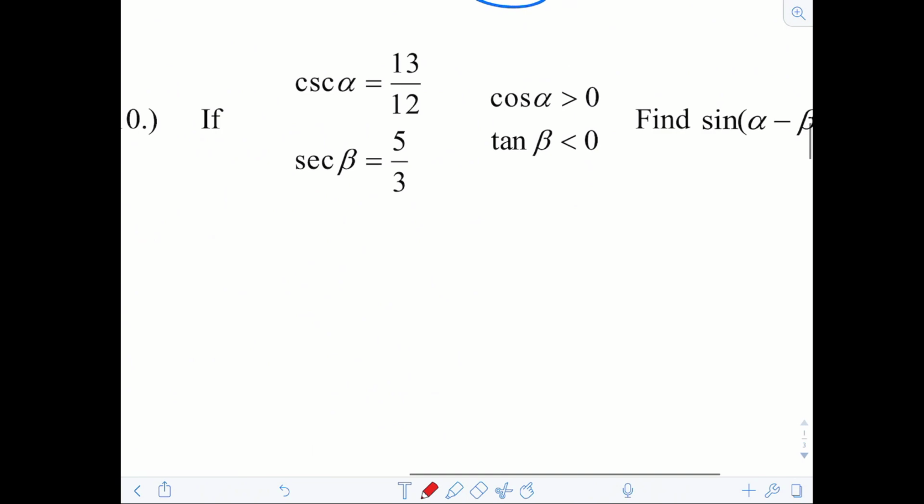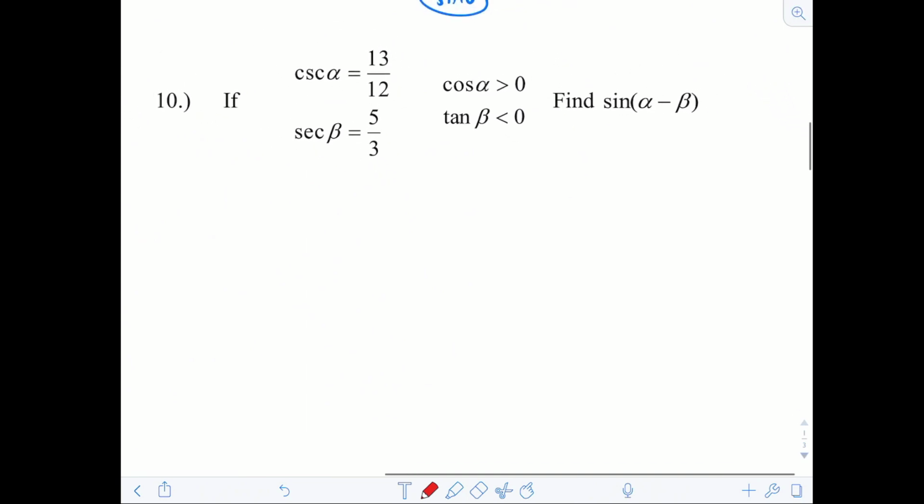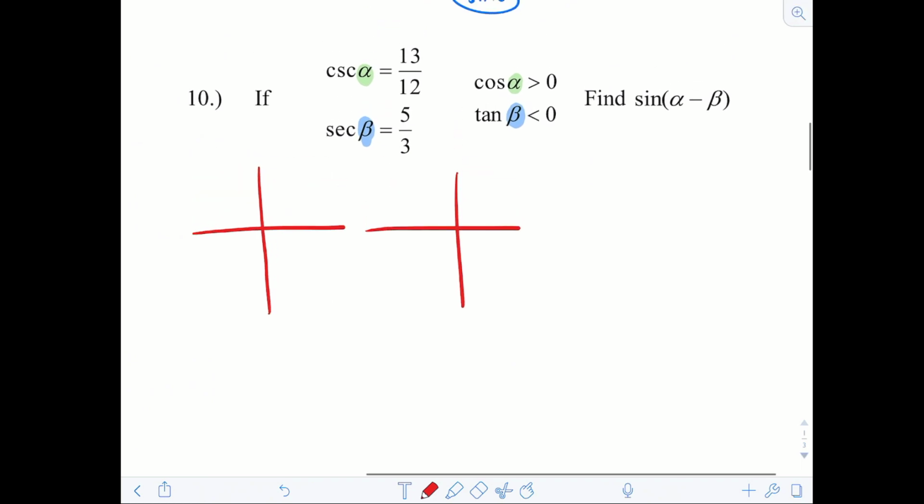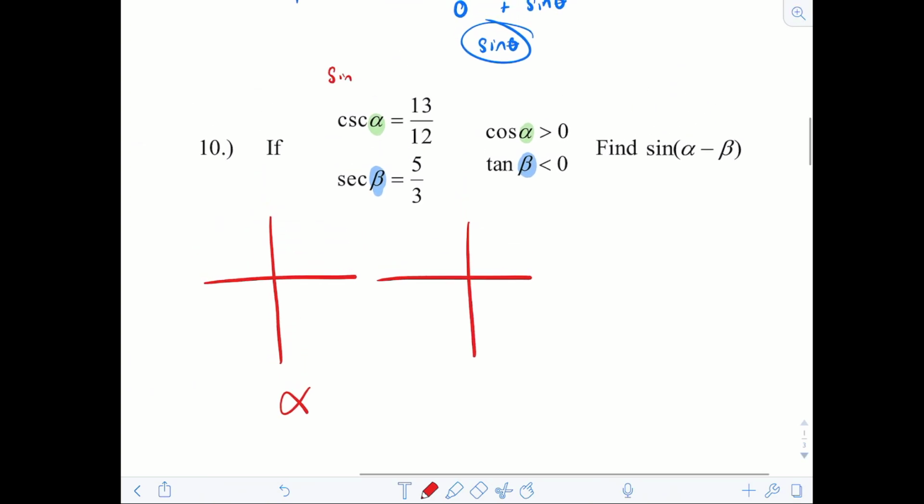Number 10. So there are 2 different parts here. So there's the alpha section and there is the beta section. So I'm going to be drawing 2 triangles. So 1 and then 2. So I'm going to be working with the alpha first. So it says cosecant, which is another way of saying sine of alpha, is going to be 12 over 13.